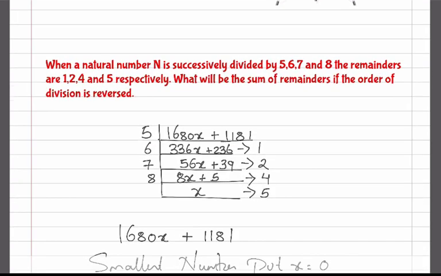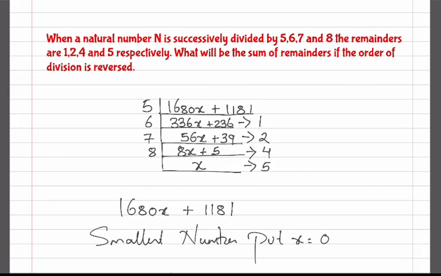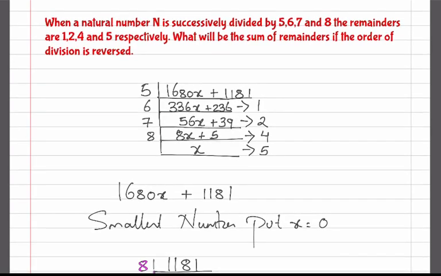This is one or two problems on successive remainders which I would like to cover here. So what is given? N is a natural number which is successively divided by 5, 6, 7, 8. The remainders are 1, 2, 3, 4 respectively. What will be the sum of the remainders if the order of division is reversed?